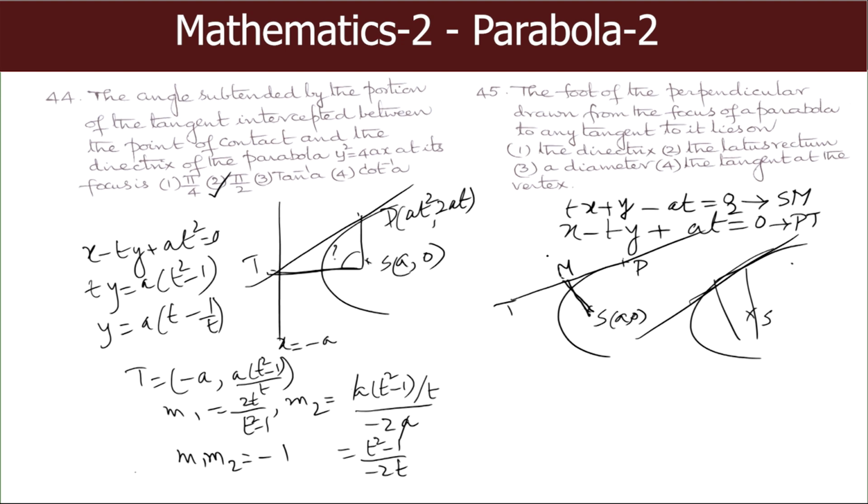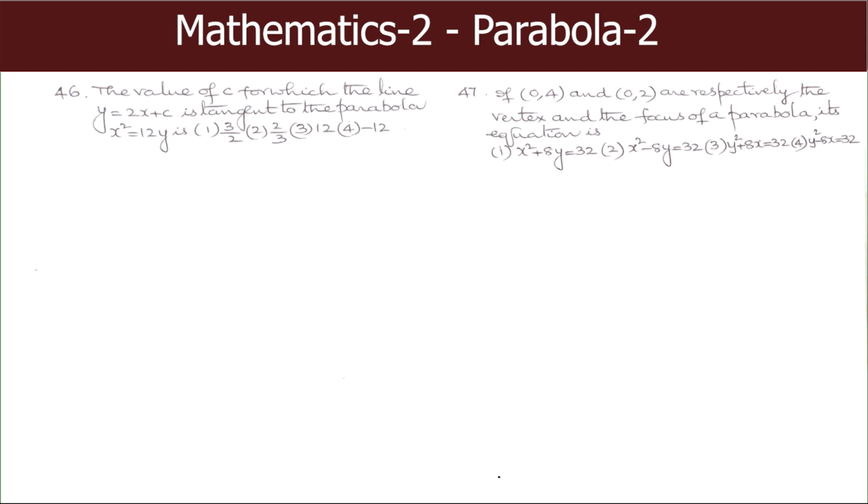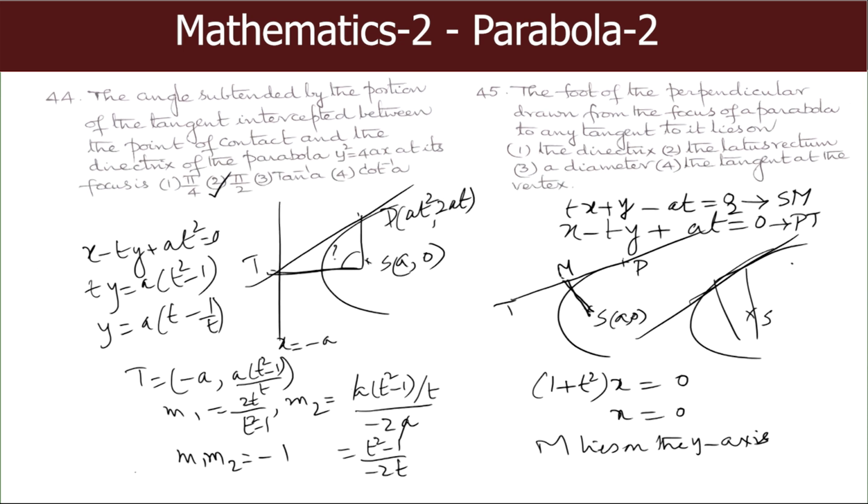So the foot of the perpendicular M is obtained by solving these two equations. Multiply the first equation by t and add to the second equation: 1 plus t square into x is equal to 0, or x equal to 0. So the x coordinate of M is 0. Therefore, M lies on the y axis. But what is the y axis for the parabola y square equal to 4ax? That is the tangent at the vertex. So therefore, last option, the tangent at the vertex.